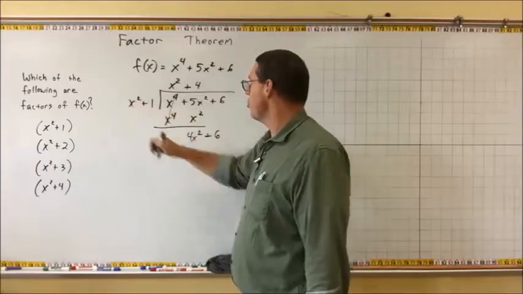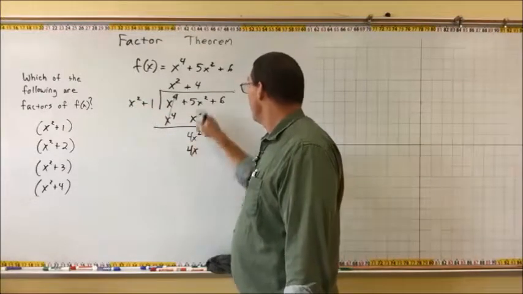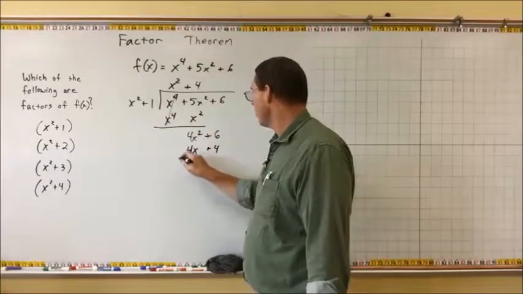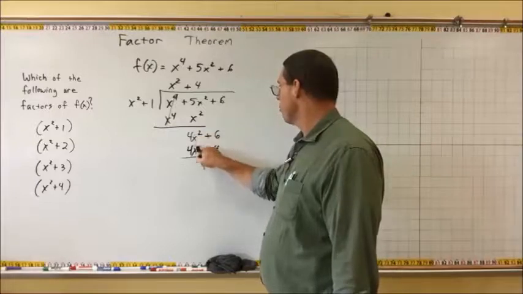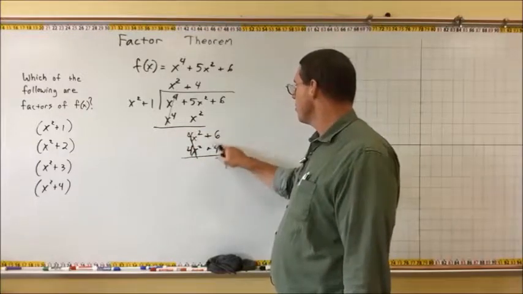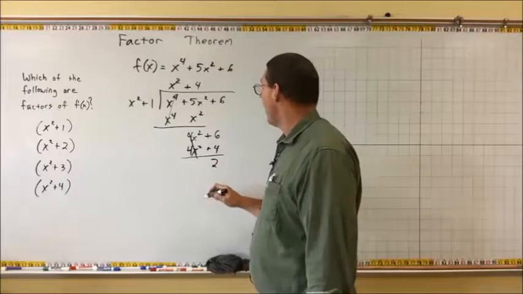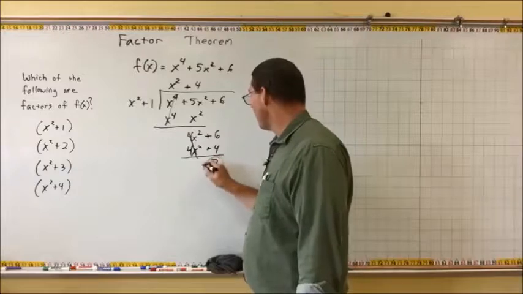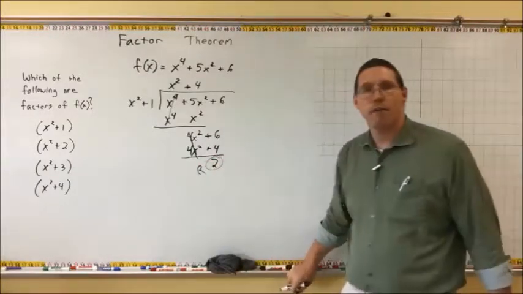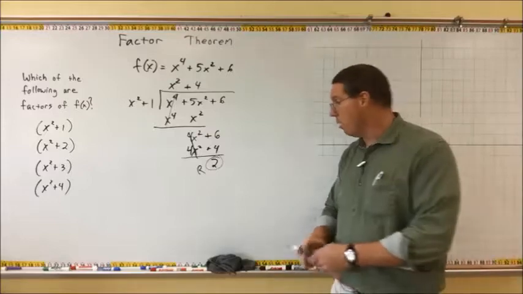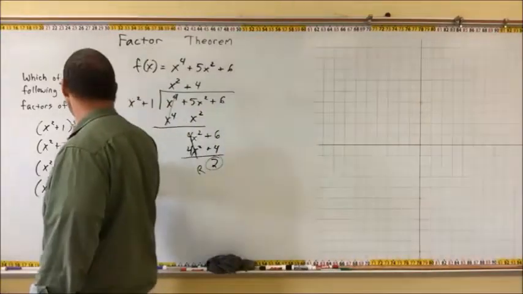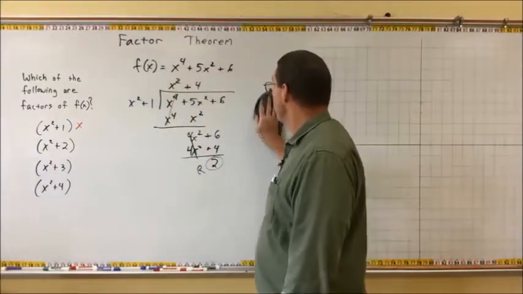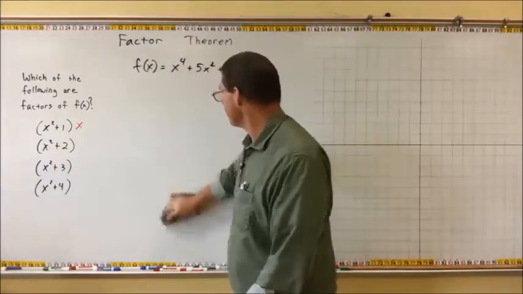And then 4 times x squared, that's 4x squared. 4 times 1 is 4, that's plus 4. And now we're going to subtract. 4x squared minus 4x squared, that cancels. 6 minus 4 is 2. There's nothing else to bring down, so we have a remainder of 2. Because the remainder is not 0, that means that x squared plus 1 is not a factor of f of x. All right, let's try the next one.